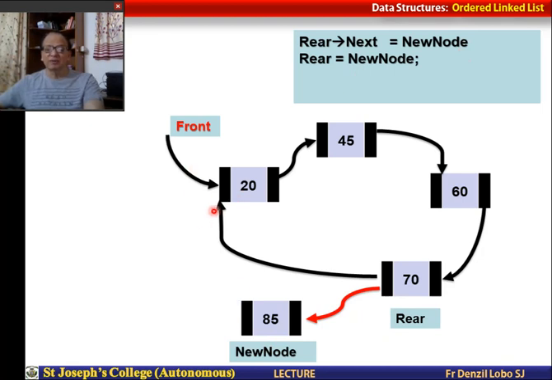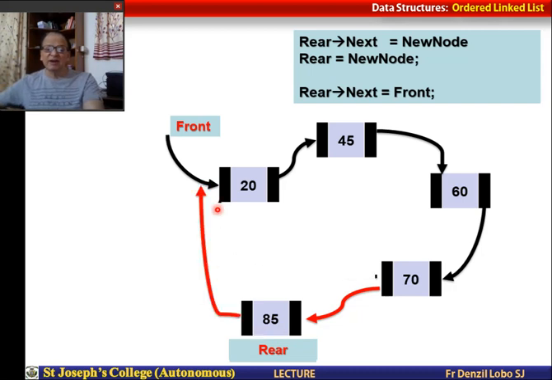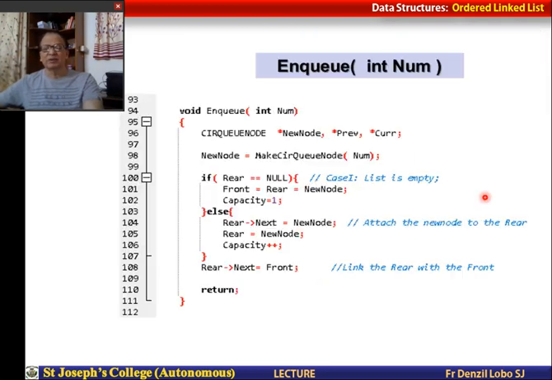So rear becomes the new node, that is, the new node has become the rear. Earlier this was the rear, now this has become the rear. Next, I say rear next is equal to front. I am linking this rear next with the front, so this is severed. Now the new node, which is the rear, which was attached to the end of the earlier rear, has become the present rear, and it is linked to the front of the circular queue.